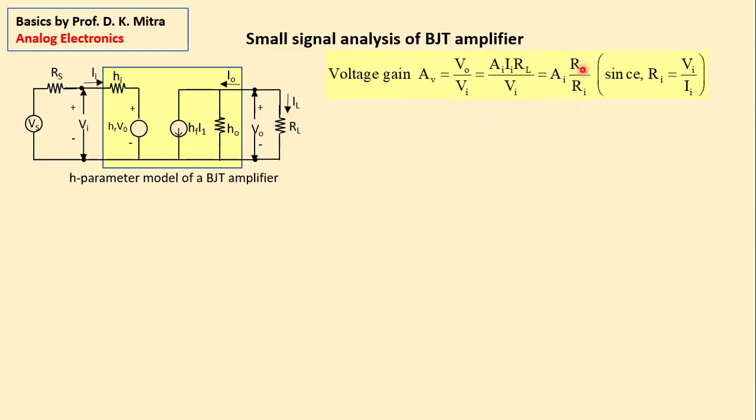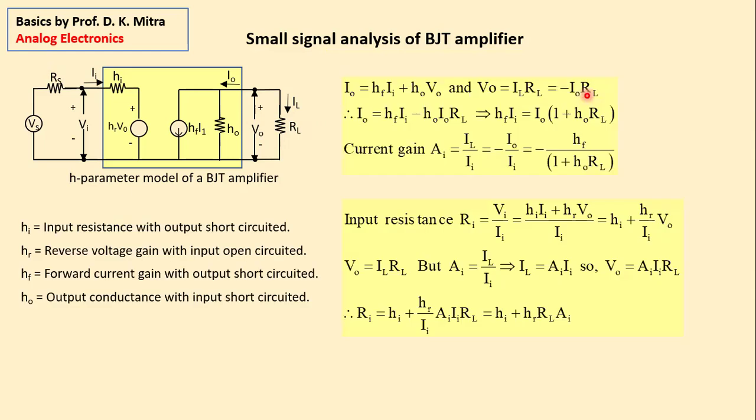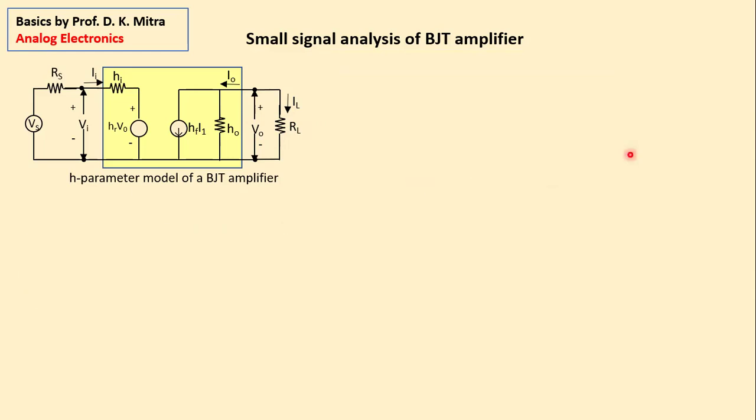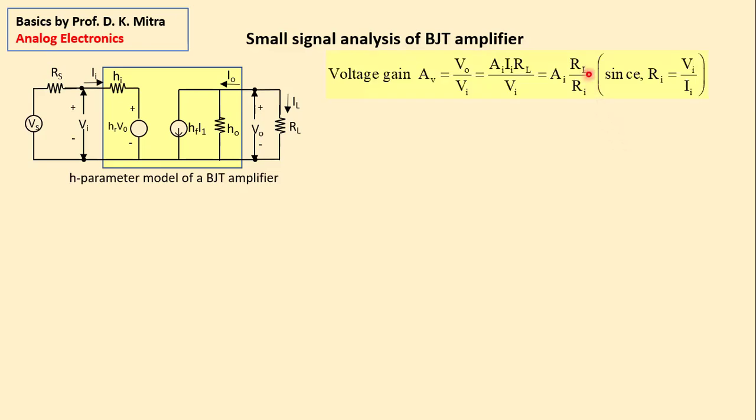RI is input resistance, and RL is load resistance. Input resistance we have decided. So I'll show you here. This is the RI we got, and this is the current gain we got. So with the help of RI and AI multiplied by RL, you can find out the voltage gain.